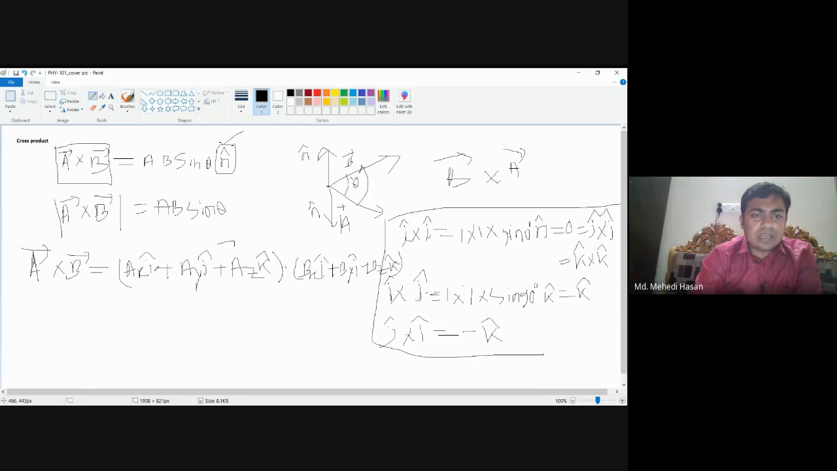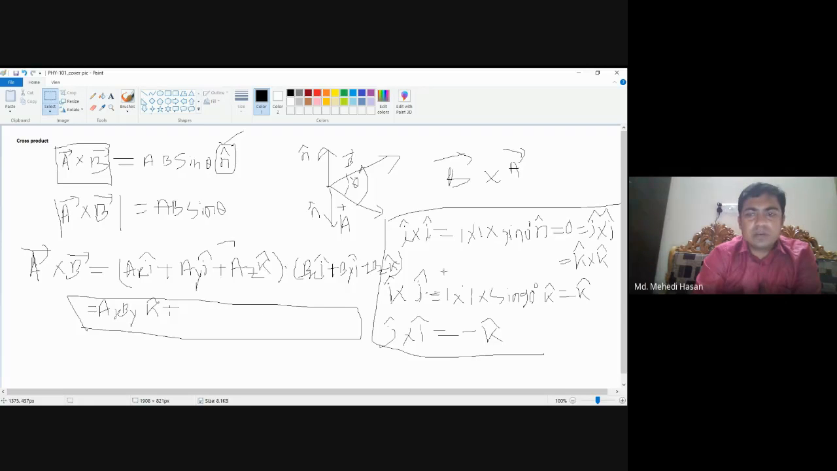So we know that i cross i is 0, so the cross product of these two gives 0, and i cross j is k, so the result will be like ax bx, ax by k. Then next, ax i cross k. So you can easily find the result by using the normal mathematical rule.